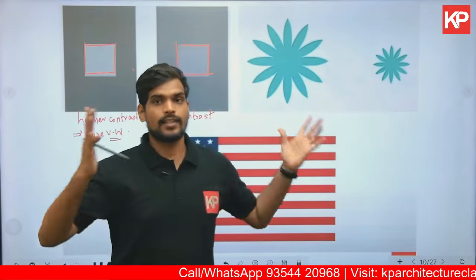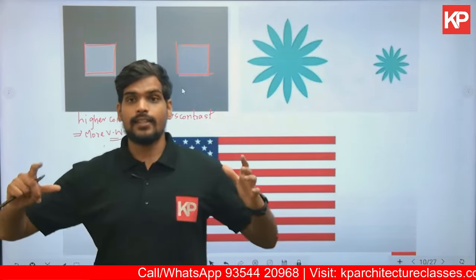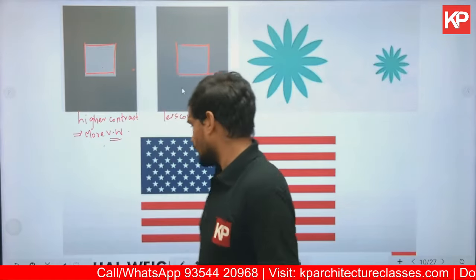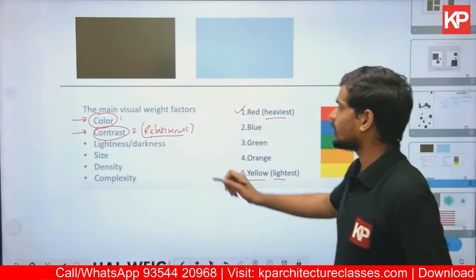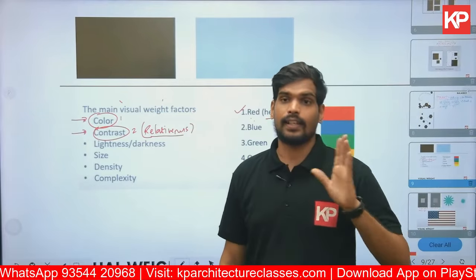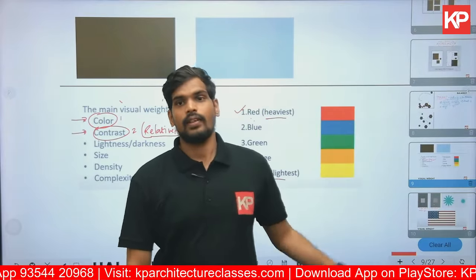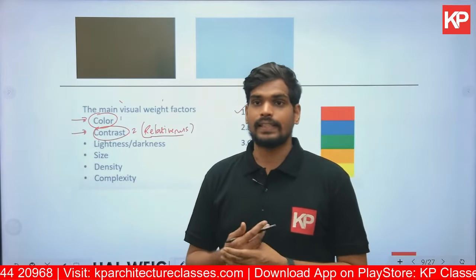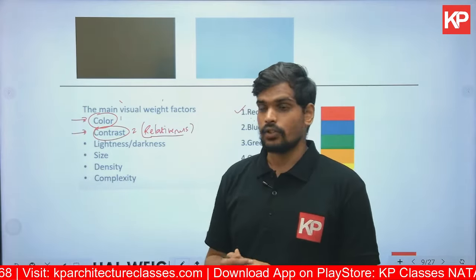Why? Because this is larger in size. Something which is larger in size will have more visual weight. So make a note on the factors of visual weight. The main factors affecting visual weight, number one is color. Depending on the color, from red to yellow, the visual weight is in decreasing order.